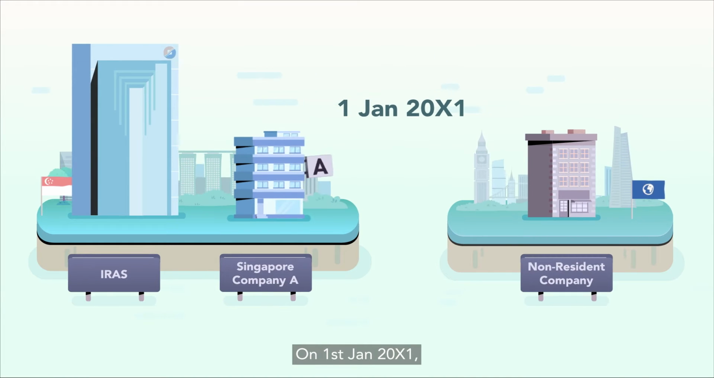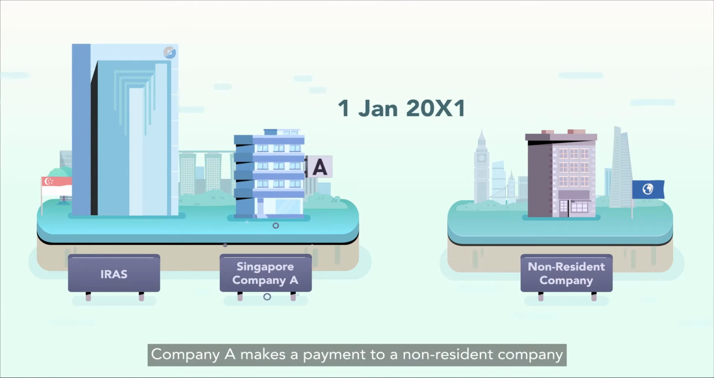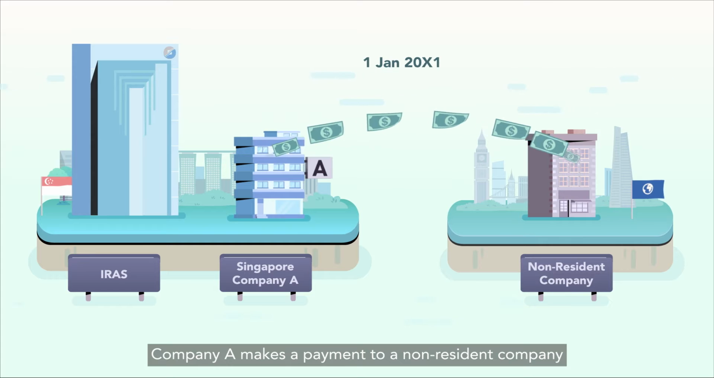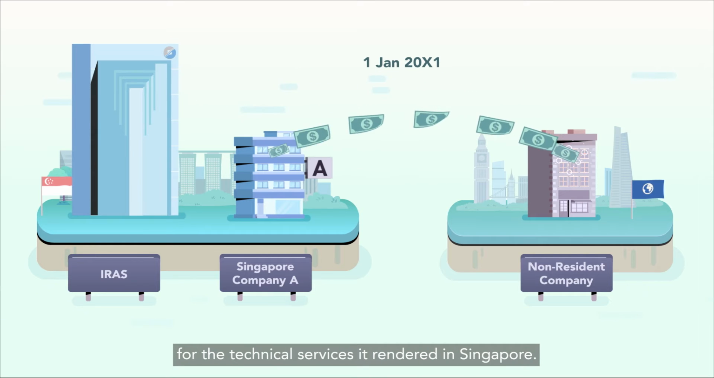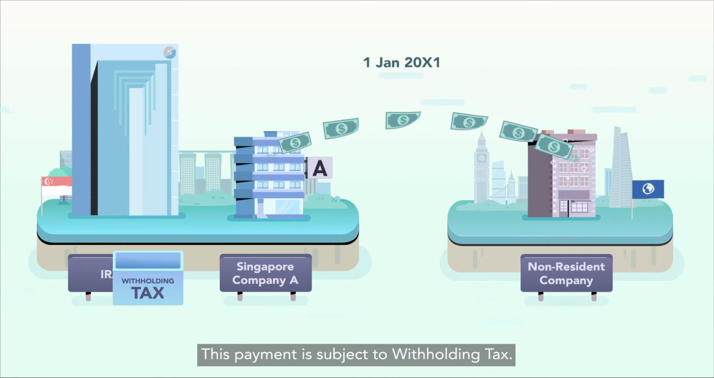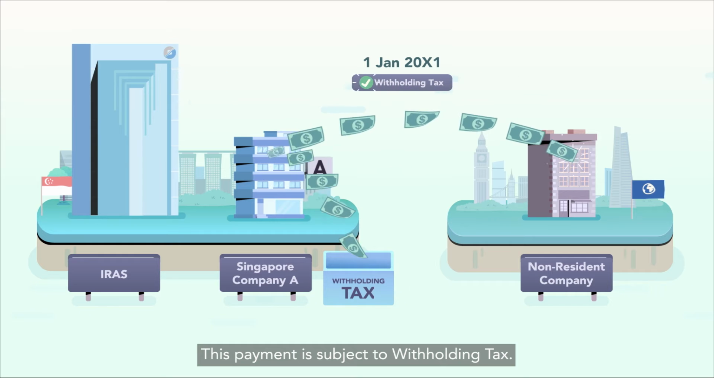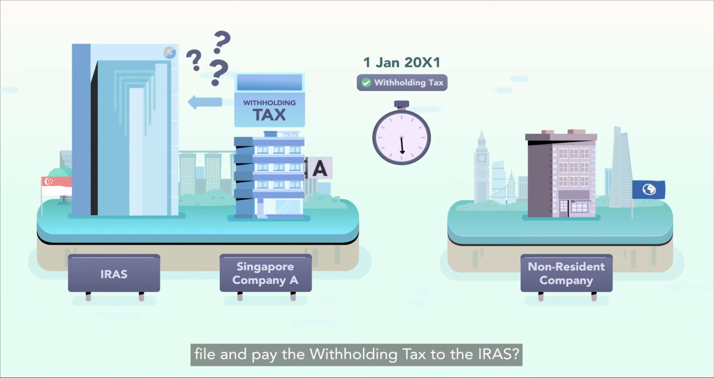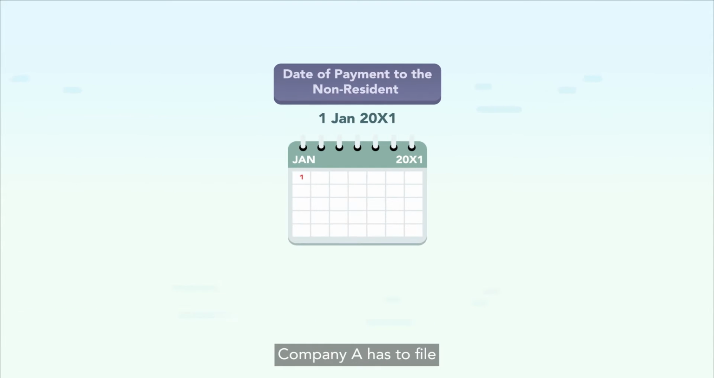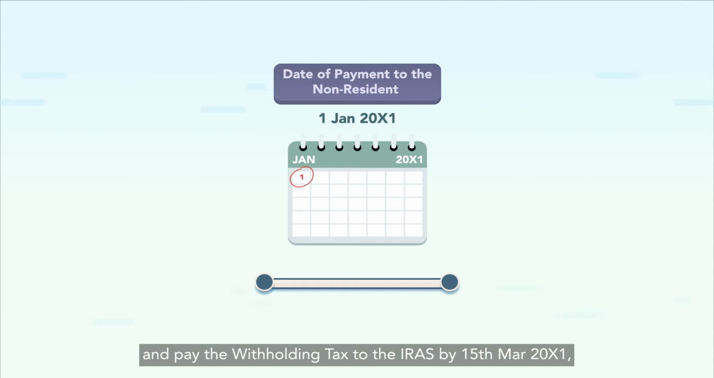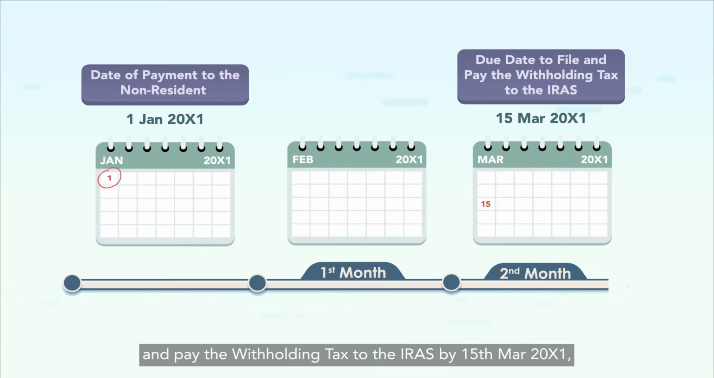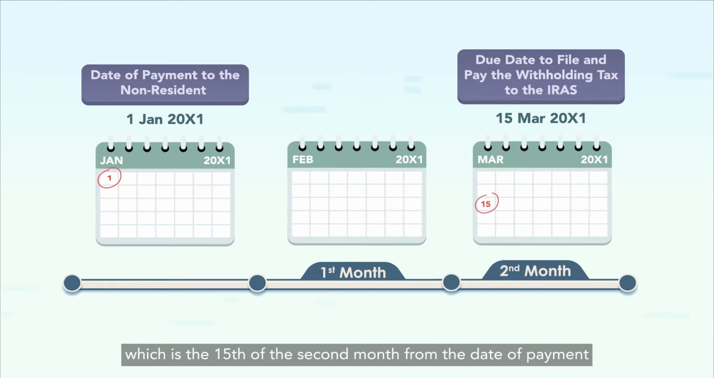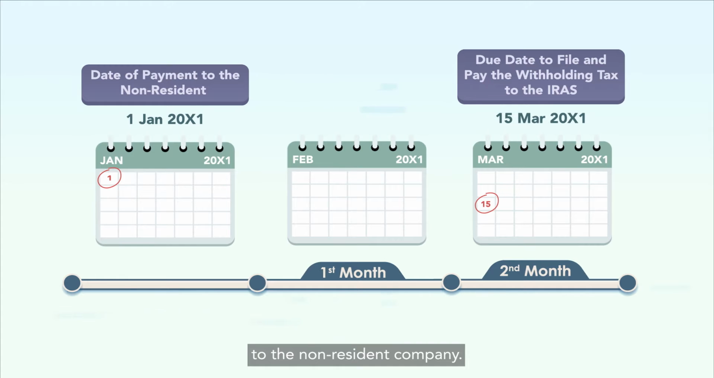On 1st January 20X1, Company A makes a payment to a non-resident company for the technical services it rendered in Singapore. This payment is subject to withholding tax. When must Company A file and pay the withholding tax to the IRAS? Company A has to file and pay the withholding tax to the IRAS by 15th March 20X1, which is the 15th of the second month from the date of payment to the non-resident company.